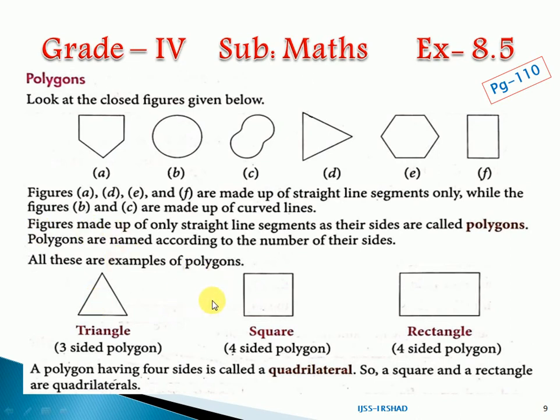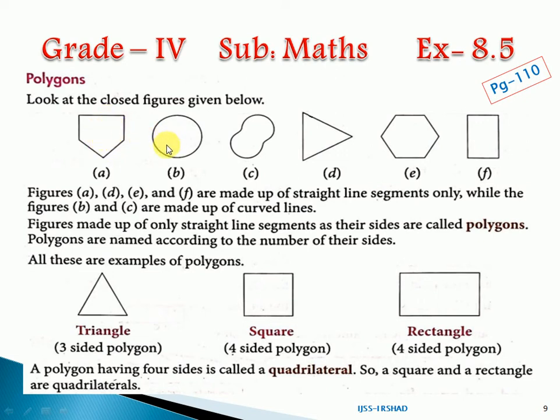Polygons are those figures which are made up of straight line segments. Yes, straight line segments. They are known as polygons. You can see this figure. Here, this is one straight line segment, this is another one, and another, here. So you can see here total 1, 2, 3, 4, 5 line segments we have used to make this figure, and so we can say this is a polygon.